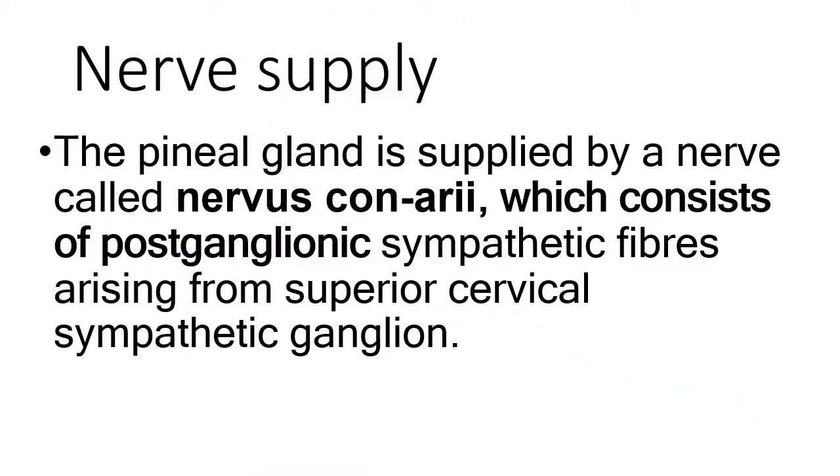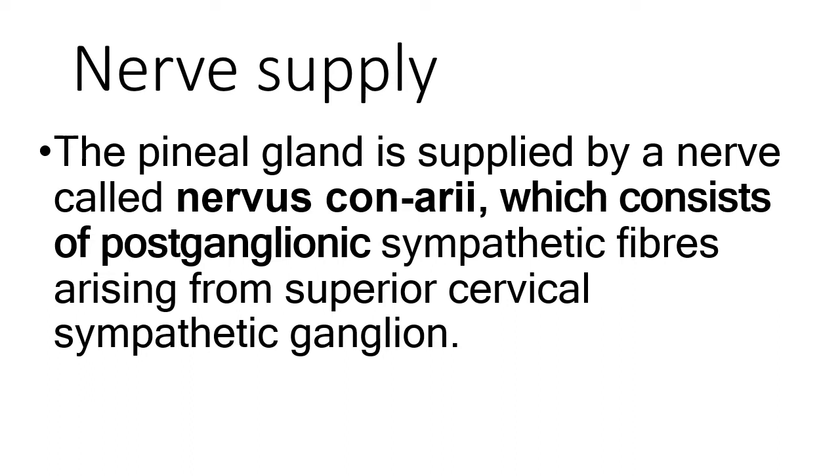Now moving to the nerve supply of this gland. We have found the location of the pineal gland or pineal body, and what about its nerve supply? The pineal gland is supplied by a nerve called nervus conarii, which consists of postganglionic sympathetic fibers. These postganglionic sympathetic fibers arise from the superior cervical sympathetic ganglion.